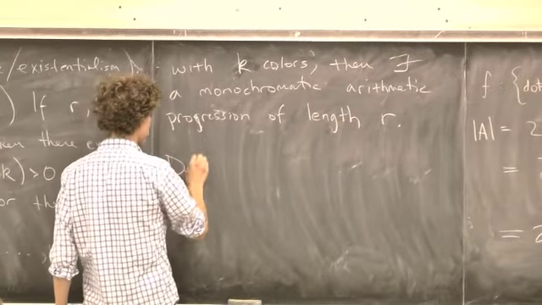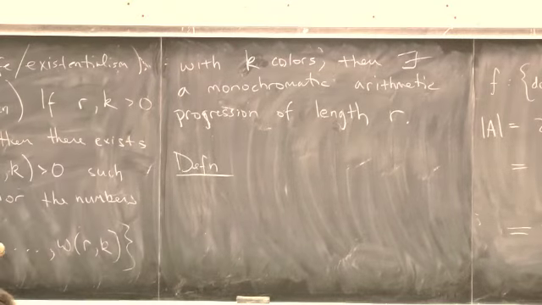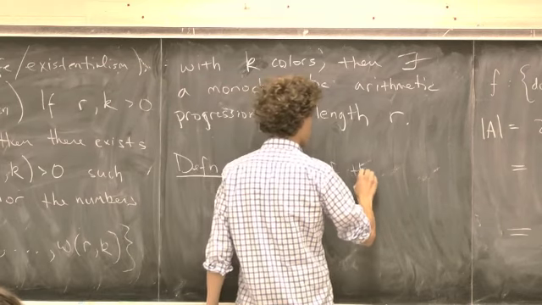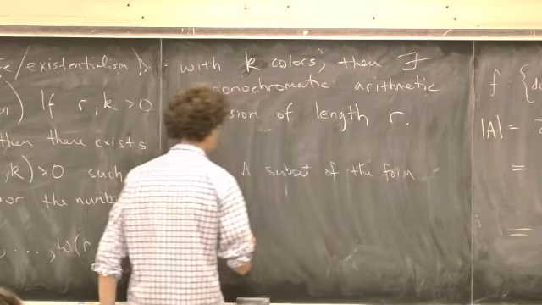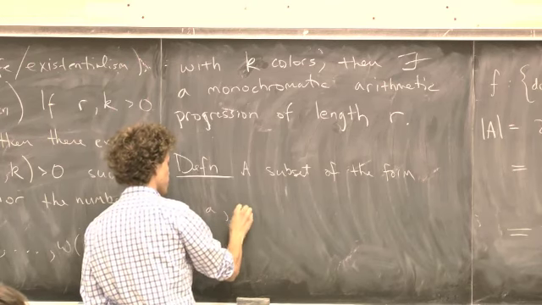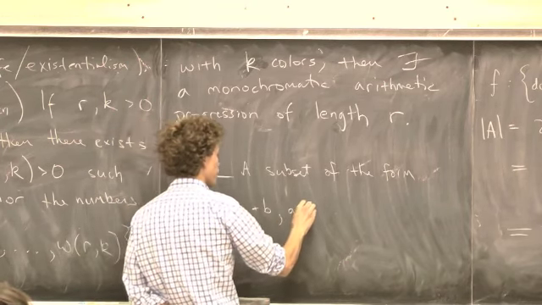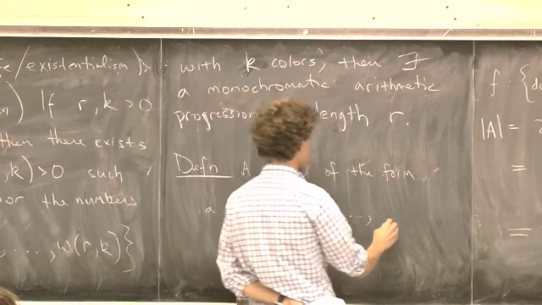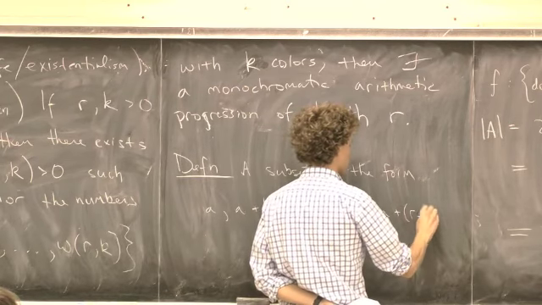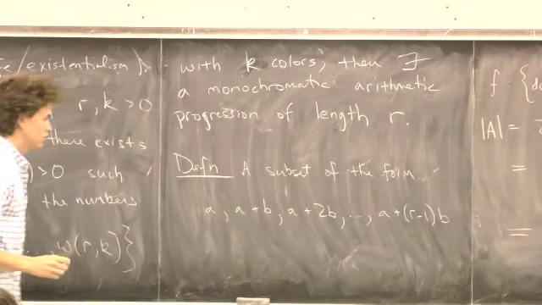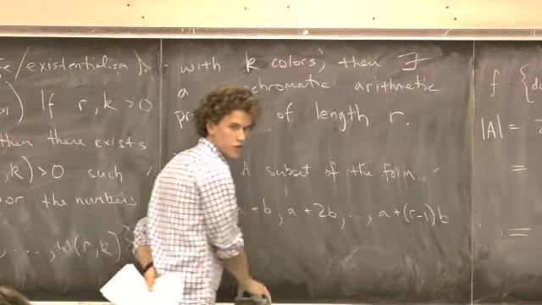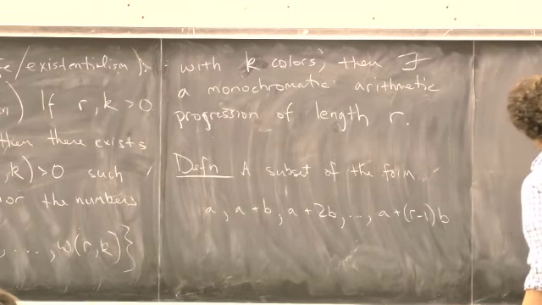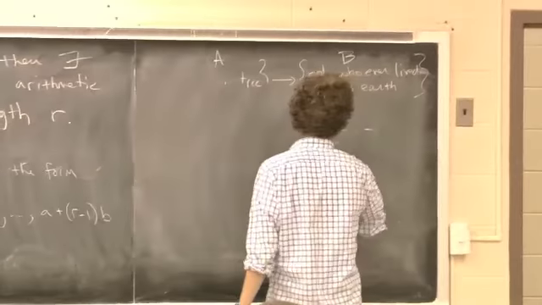Okay, so the definition of an arithmetic progression. It's just going to be some subset of the form: there's going to be some number, and then we add b to it, and then we add 2b to it, and we keep doing that. And we want it to have length R, so we add b to it, R minus 1 times. Alright. This is pretty easy, but I'll just write down a couple so we're all on the same page.